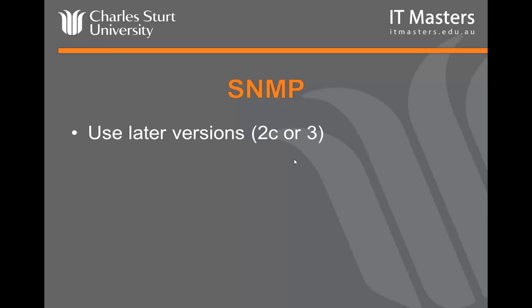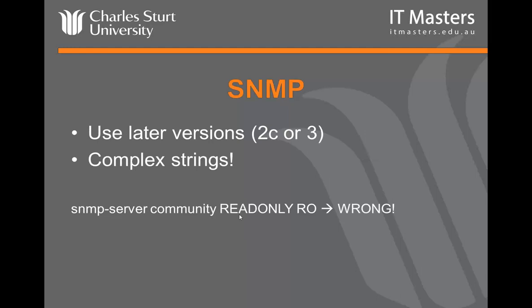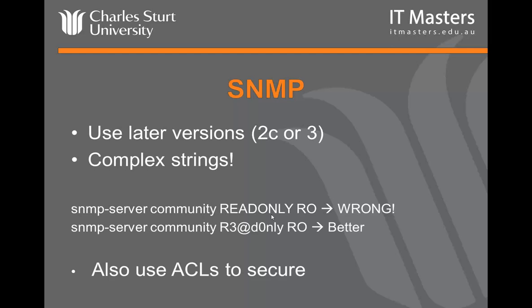SNMP: use later versions, 2c or 3, because they are more secure. Make sure you have complex strings. So snmp-server community, then your string name, read only. No, don't do that. Maybe something like snmp-server community R3@D0NLY RO, that's better. You don't even have to have anything indicative of a name. You can just put in a string of characters, as long as you document it somewhere and you know what it is. The harder it is to guess, the better, particularly with SNMP, because there's so much you can do with it in terms of changing configuration and getting information off the router. So it needs to be secure. Also use ACLs to secure it, controlling who you're sending traps to and who's sending you requests.